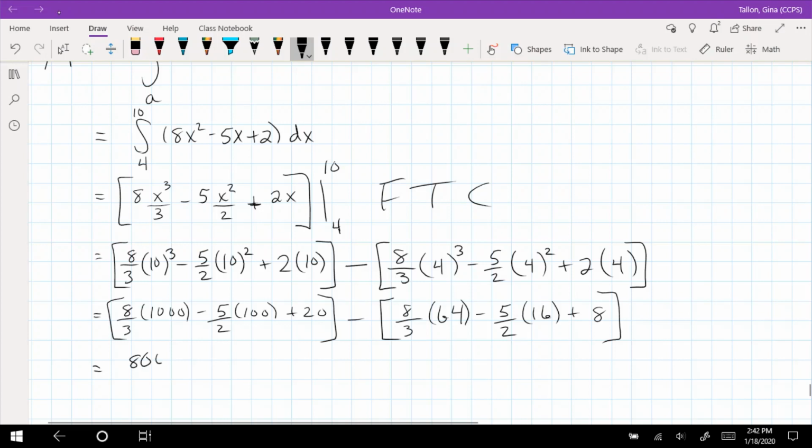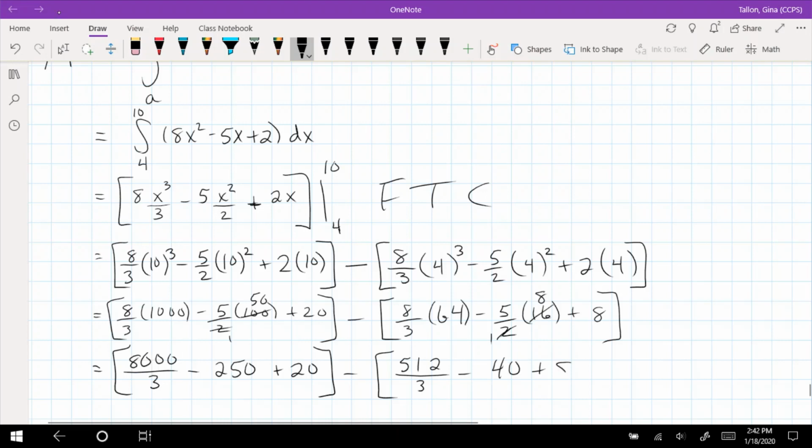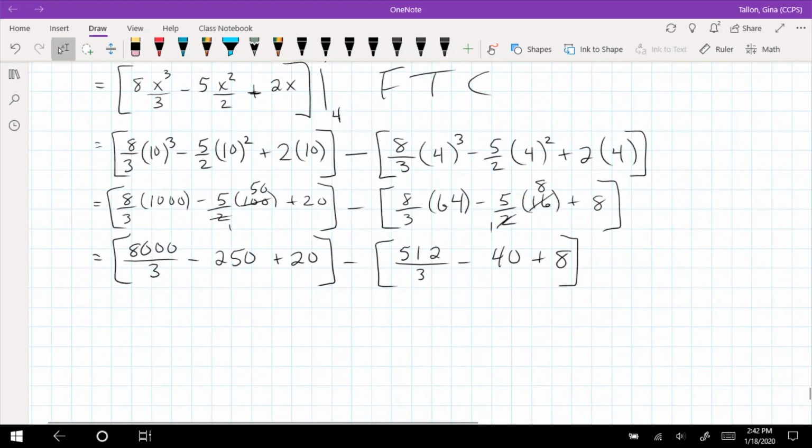8 times 1,000 is 8,000 divided by 3 minus 2 can go into 100 50 times. So 5 times 50 is 250 plus 20. Keep that in brackets. Minus, unfortunately, 3 doesn't go into 64, so I'm not going to lose that 3. However, 64 times 8, let me see, 32, carry a 3, 512, minus, 2 goes into itself once, 2 goes into 16 8 times, so that's minus 40, and then plus 8. Clean this up again. I'm looking at 8,000 divided by 3. Now, negative 250, positive 20 gives me negative 230.